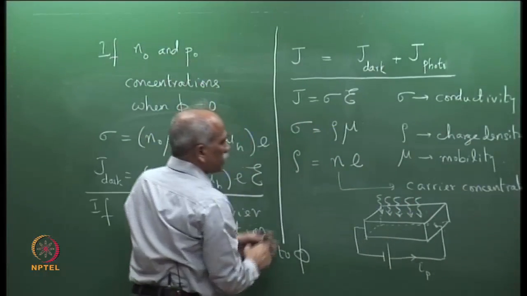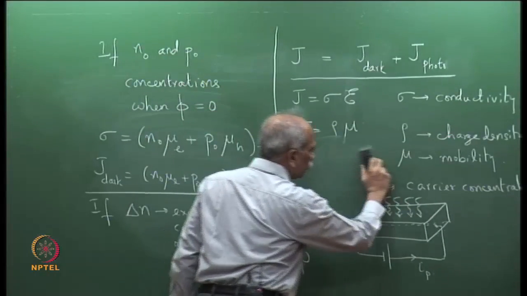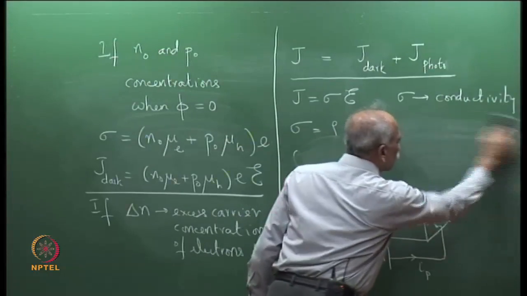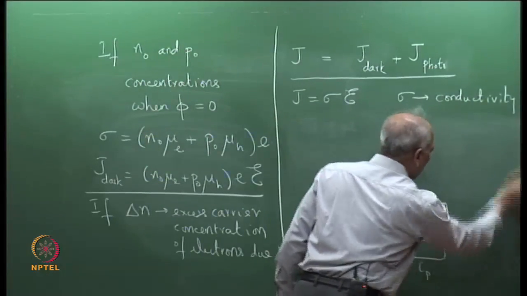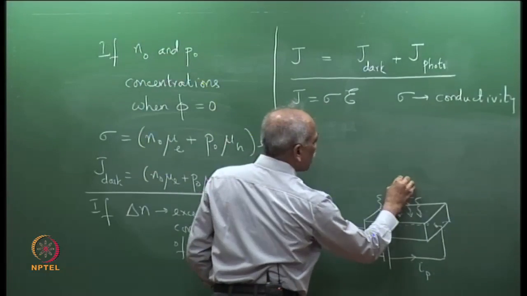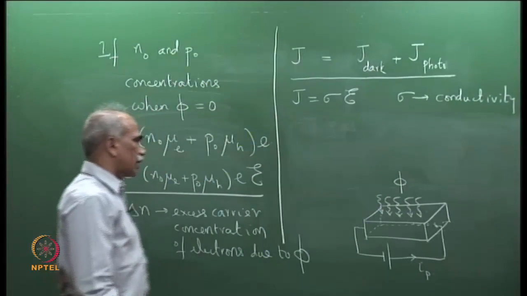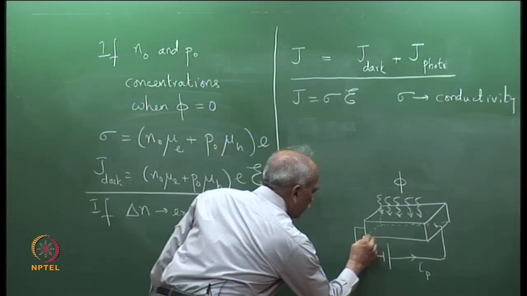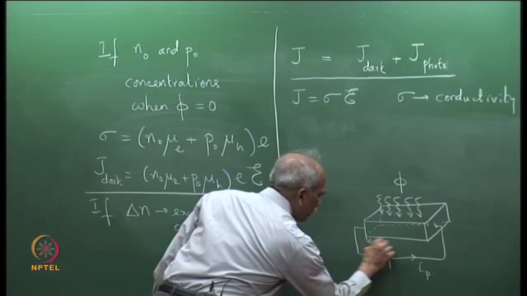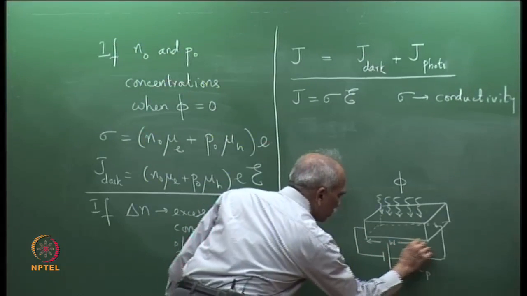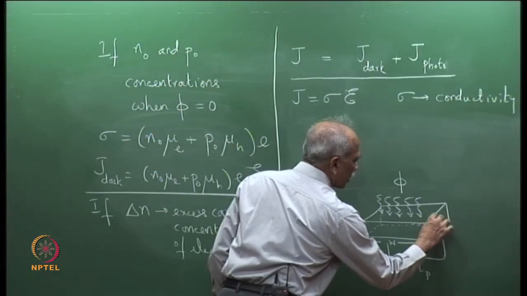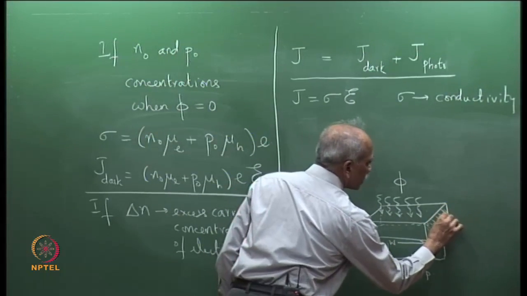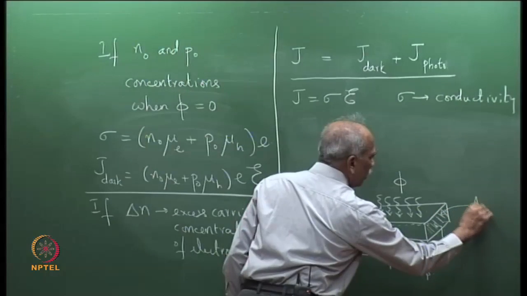So, this is phi, the photon flux. My objective is to estimate the responsivity, with photon flux phi incident. Let me consider a dimension W here, the length of the photoconductor, and the area of cross section is A.